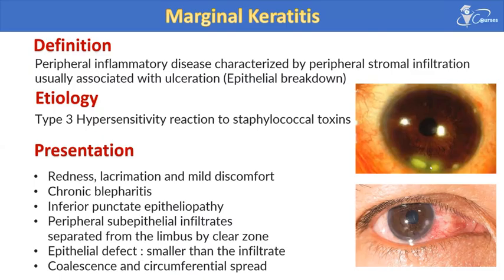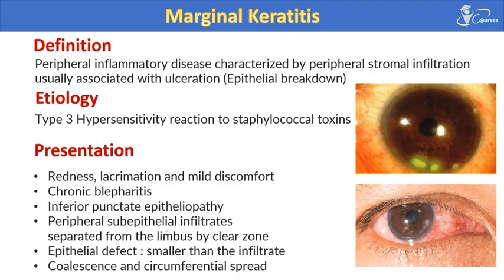Subepithelial infiltrates, you remember we talked about them on many occasions. We talked about them in adenoviral keratitis, where we said it will cause subepithelial infiltrates. Also, this is another differential diagnosis of subepithelial infiltrates: marginal keratitis. The third we also talked about is nummular keratopathy, which occurs after herpes infection. Another differential is Thygeson superficial punctate keratitis, which will cause subepithelial infiltrates.